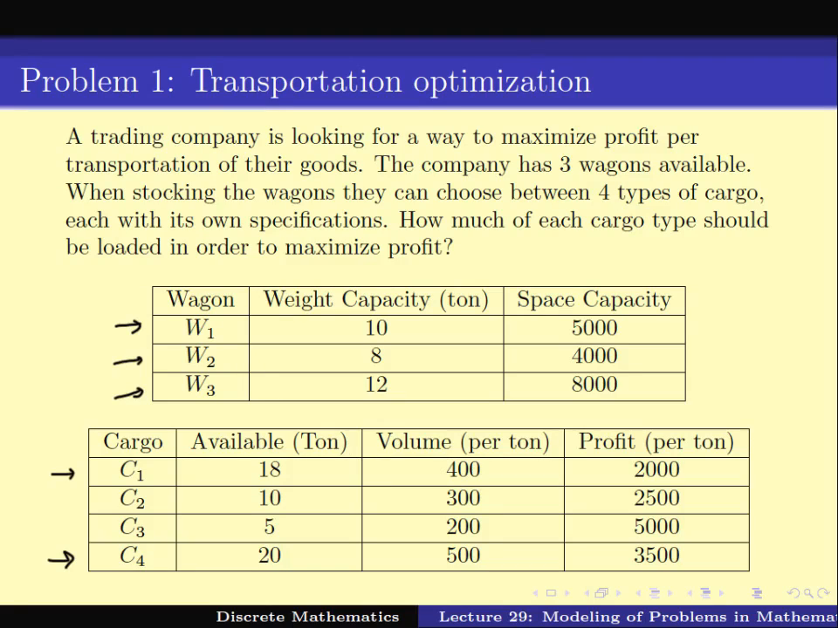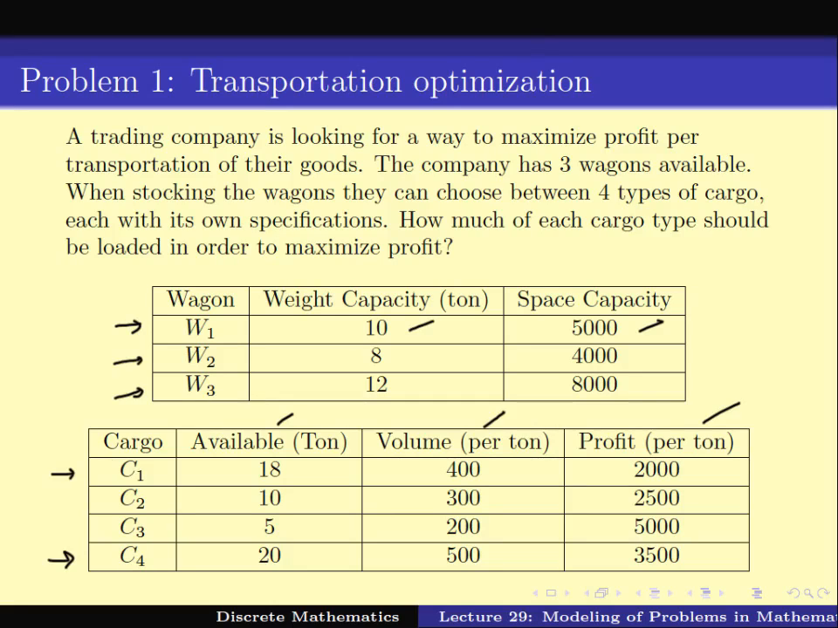Now, each wagon has a weight capacity and a space capacity, and each cargo has a volume per ton, how much is there. And if you manage to ship that much amount of thing, what is the profit that is there? Now this is a typical problem that a shipping industry faces all the time. So it has 3 ships.